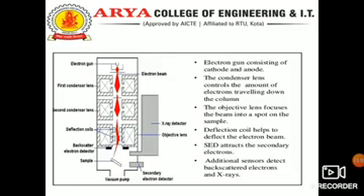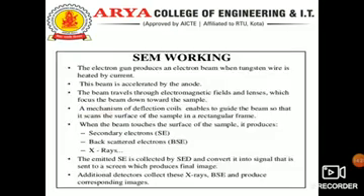The emitted secondary electrons are collected by secondary electron detectors and converted into a signal that is sent to the screen, which produces the final image. And additional detectors collect these X-rays and backscattered electrons and produce corresponding images. And this is the SEM working.